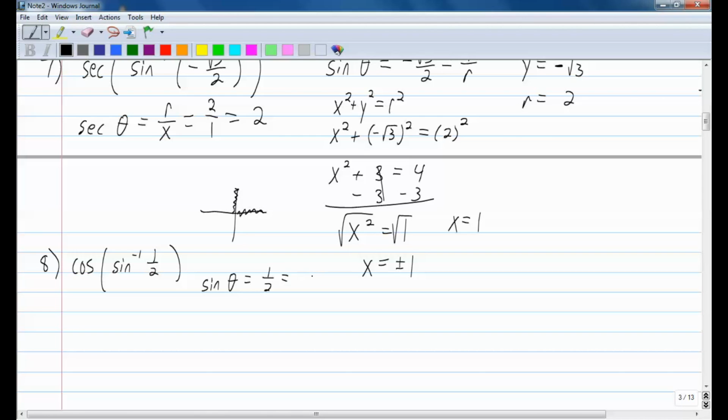Okay, so sine is equal to y over r. That means y equals 1, r equals 2. We want to find the cosine of whatever that angle measure is. Remember, cosine is x over r. So I need to solve for x. I have y, I have r, so I can solve for x.